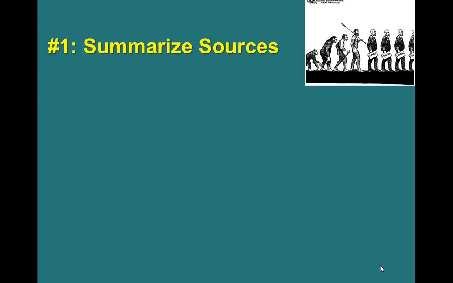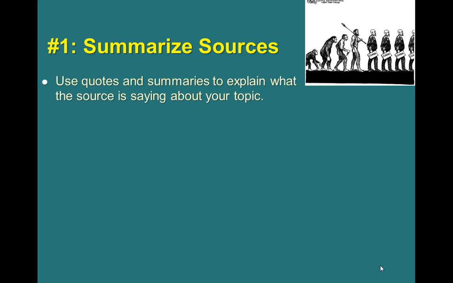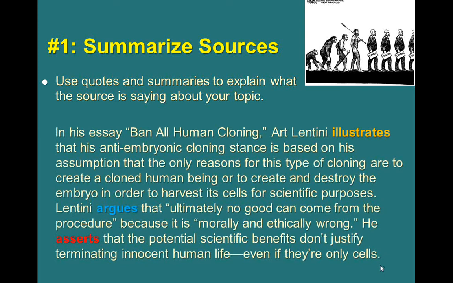Now you don't actually have to do this. This is not part of your writing assignment. I just want to show you how it's done so that you understand. So we've used the same article, so we're all on the same page. Now again, you want to use quotes and summaries to explain what the source is saying about your topic. So you're pretending you're writing about stem cells or cloning, whichever one. So here's an example of what you could do.